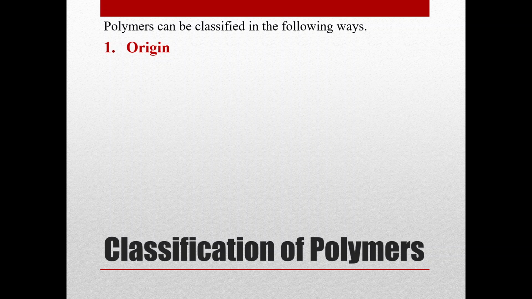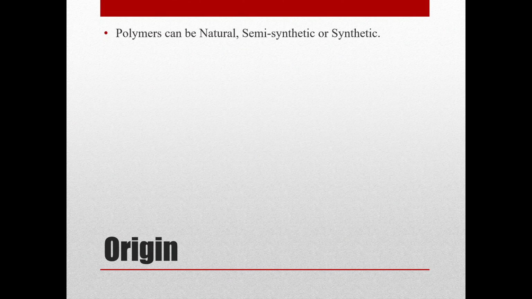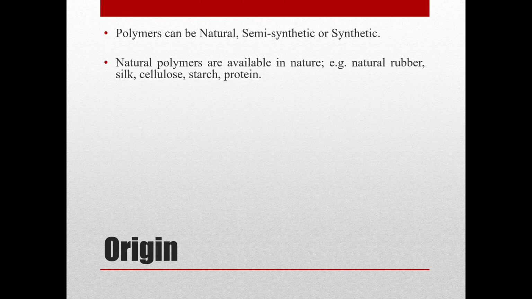So now let us go into the classification of polymers. Polymers can be classified in the following ways. The first one is the origin, which we shall see shortly, and there are a total of six ways in which a polymer can be classified. We shall see them one by one. On the basis of origin, polymers can be natural, semi-synthetic or synthetic.